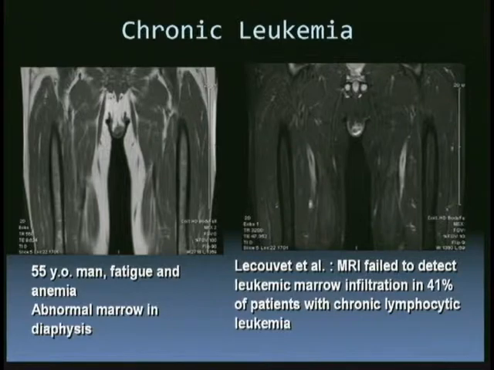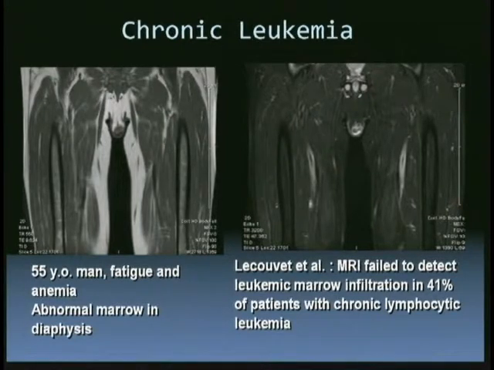So this was a patient, 55-year-old, who presented with fatigue and anemia. And on MRI, you can see that he has some marrow that is not fatty in the diaphysis, so that is abnormal. On the STIR sequence, it's very hard to detect that there's any abnormality.